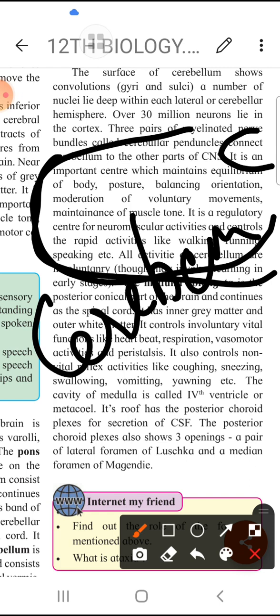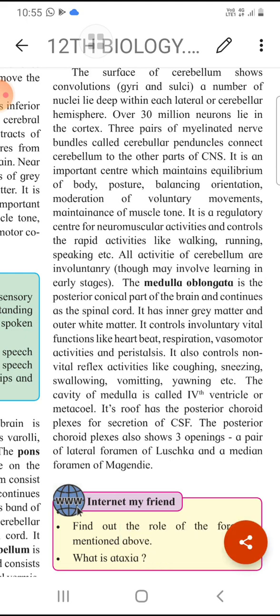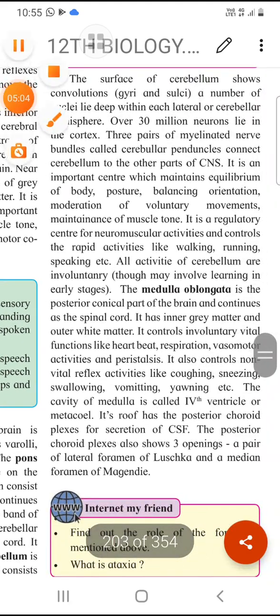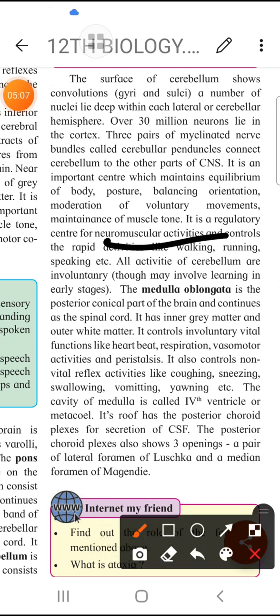It is the regulatory center for neuromuscular activity like walking, running, speaking. Very important point, okay? Matlab, it's related to the neuromuscular. Muscles and nerves both are coordinating here. You must have seen some people who meet with some accident. They are not able to walk, they are not able to speak. So the damage is on the cerebellum part when this happens. And all activities of cerebellum are involuntary.